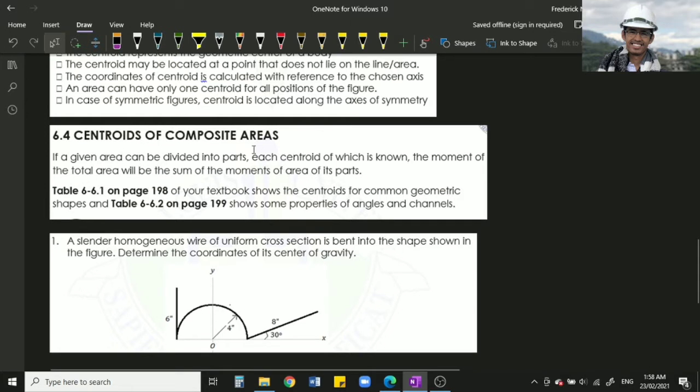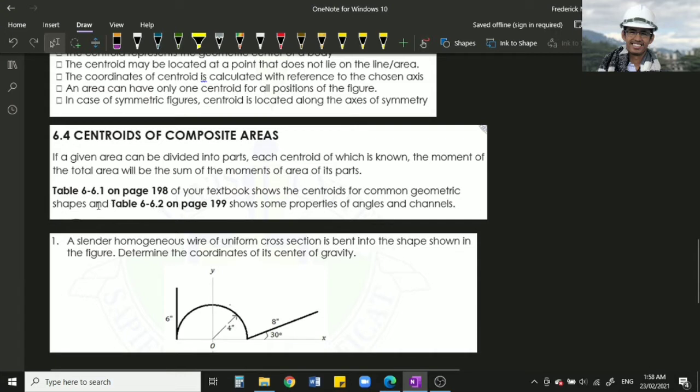So, centroid of composite areas. If a given area can be divided into parts, each centroid of which is known, the moment of the total area will be the sum of the moments of area of its parts. So, if yung material natin, given area, pwede siyang ma-divide into parts para makuha natin. Pag na-divide natin into parts, which yung mga centroid nun is alam natin, we can find the centroid using the sum of the moment of area of its parts. Okay? Yung parang nagsa-summation moment tayo, class.